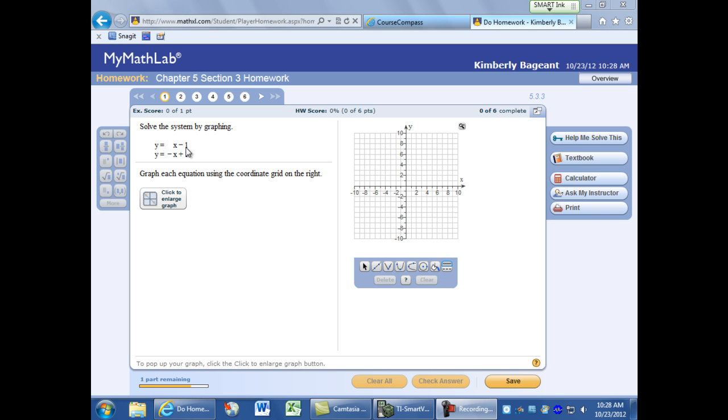These two equations are in slope-intercept form. When it's in slope-intercept form, it's y equals mx plus b, where m is your slope and b is part of your y-intercept. Your y-intercept is an ordered pair 0, comma b. So to graph these two equations, you want to first graph your y-intercept. This is going to be 0, negative 1.